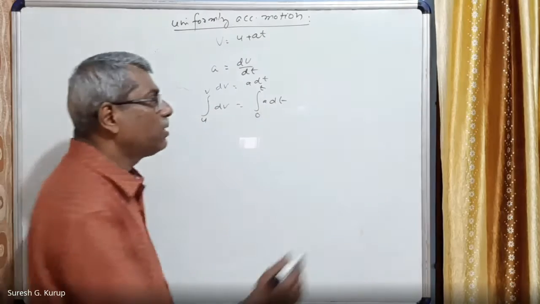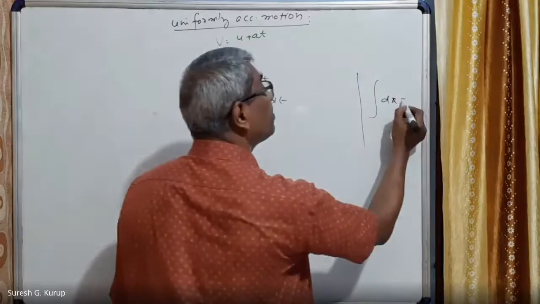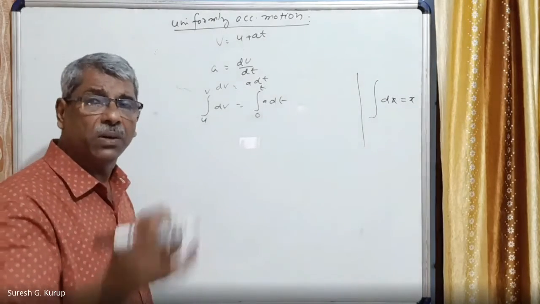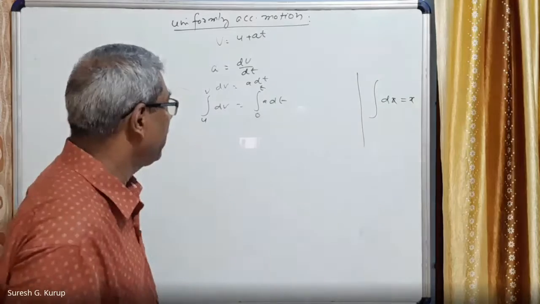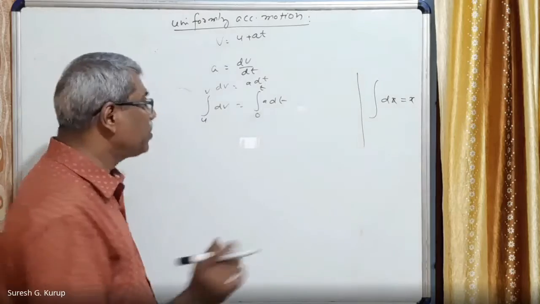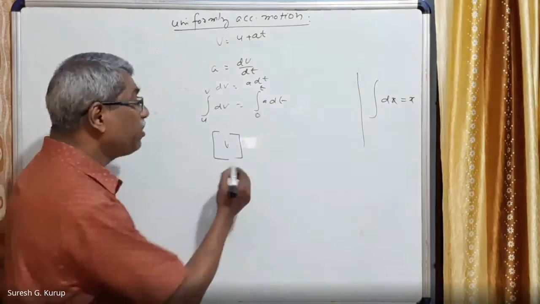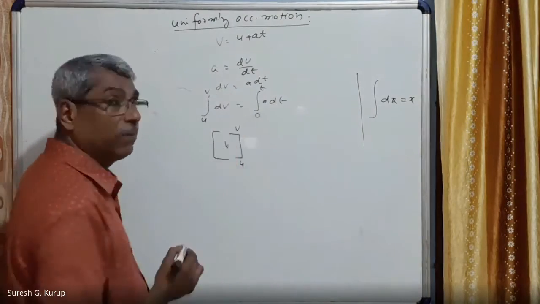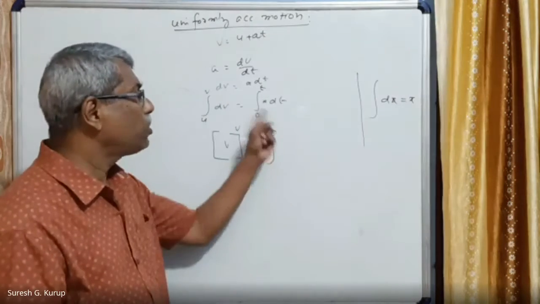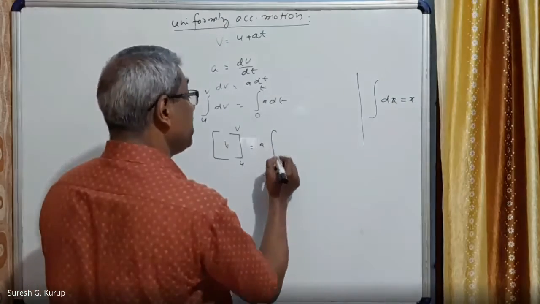I have taught you that integral dx is equal to x, or integral 1 dx is equal to x. In the same way, integral dv is equal to v only. So this is integrated and put in a square bracket, v, with limits u and v on the right side. On the right side, a is taken outside, because in the integration of a constant and a variable, the constant is taken outside. So a into integral dt within limits 0 to t.